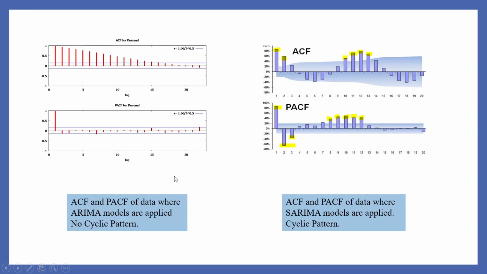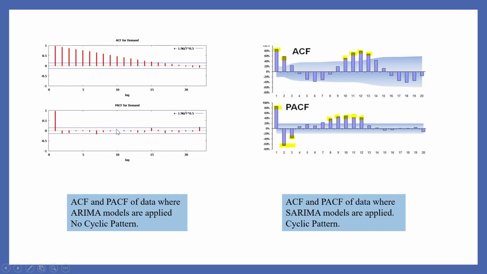What is the difference in the ACF and PACF of the normal data and the data which has a cyclic pattern? Let's talk about the left-hand side first. If the data does not consist of a cyclic pattern, your ACF is geometric and PACF will have a spike, or it can be vice versa: ACF has a spike and PACF is geometric.